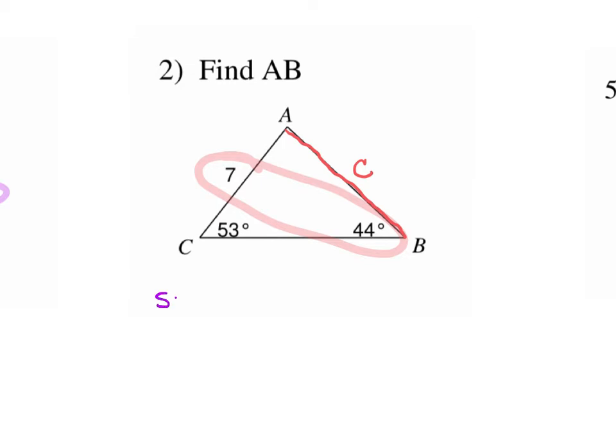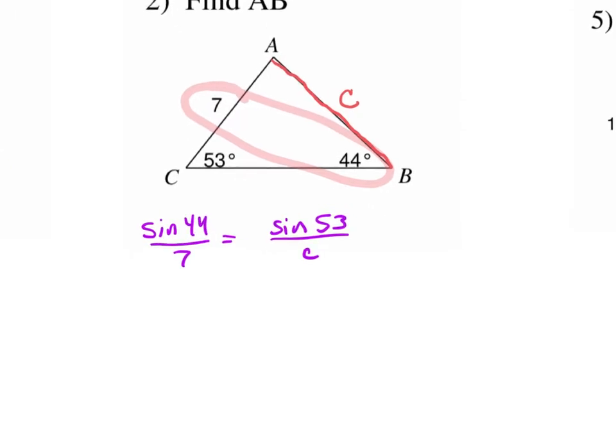So I would set this up and I'd say the sine of 40 over 7 equals what over what? What's the sine of 44? Oh, yep, it is 44. Don't know why I wrote that. Thank you. Sine of 44 over what? Perfect. Sine 53 over what? Little c. Good. So how do we solve? How do you solve proportions? Cross multiply. So 7 times the sine of 53 equals c times the sine of 44.